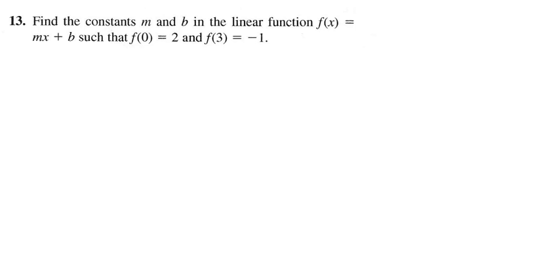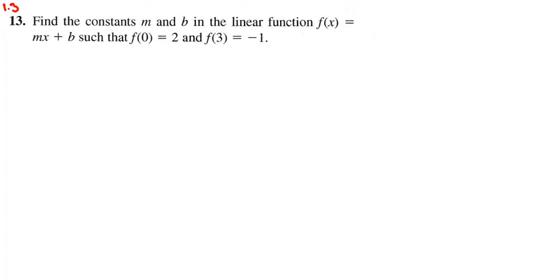Okay, I have a question from Chapter 1, Section 3. It asks to find the constants m and b in the linear function f of x equals mx plus b, such that f of 0 is 2 and f of 3 is negative 1. Now, this is a very simple problem, and you've done problems like this before, but what makes this a little more complicated is that it's written in function notation instead of in linear equation notation.